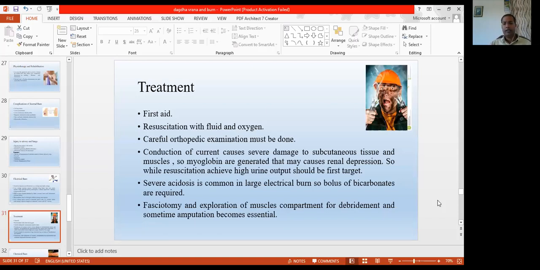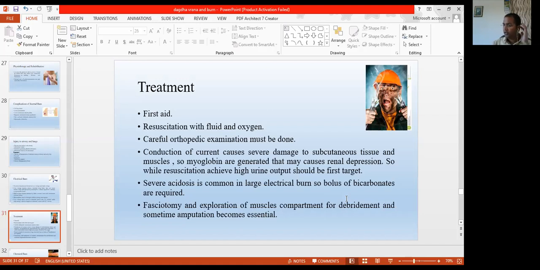Okay, and severe acidosis develops in the burn patient, so at the time of resuscitation, if you feel that the patient is acidotic, then you have to give a sodium bicarbonate bolus, 1 or 2 ampoules in the first IV drip, so your patient responds very fast.